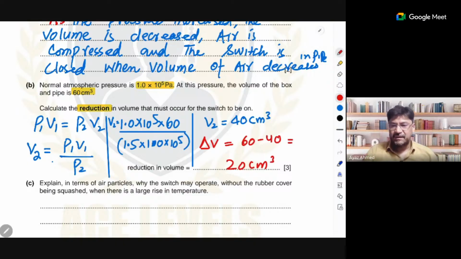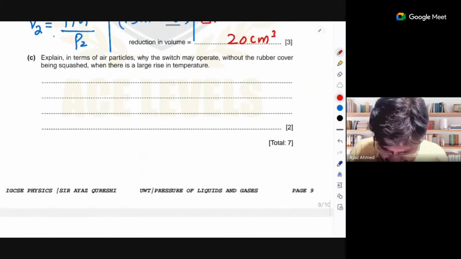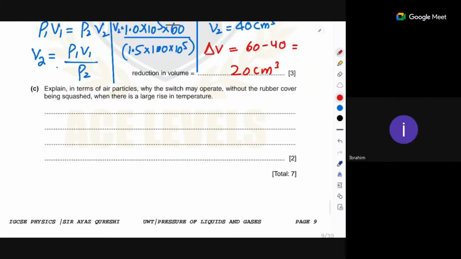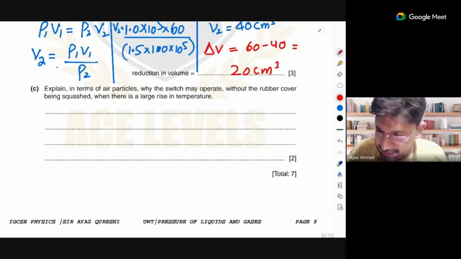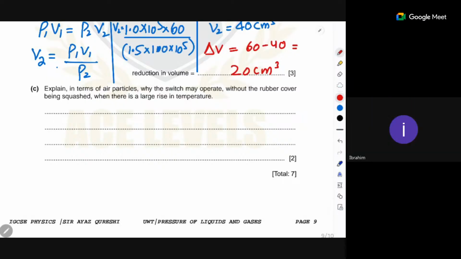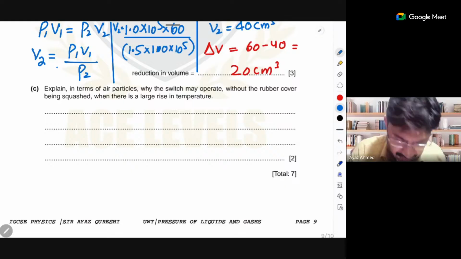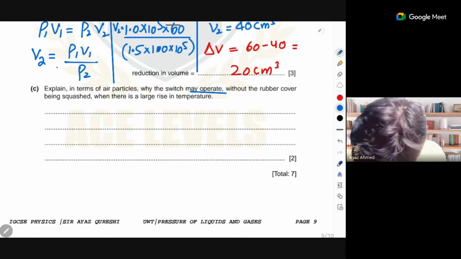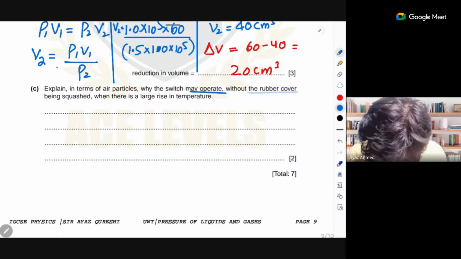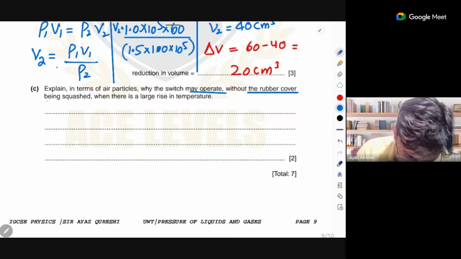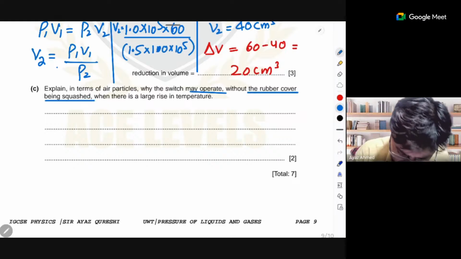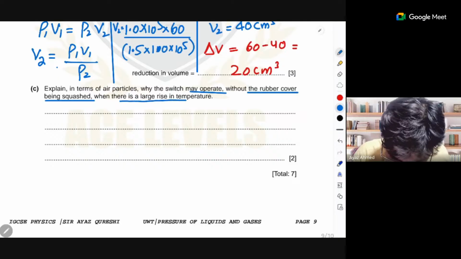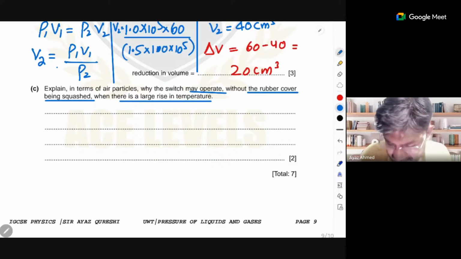Is it clear to everyone? Okay, good. Explain in terms of the particles why the switch may operate without the rubber cover being squashed when there is a large rise in temperature.